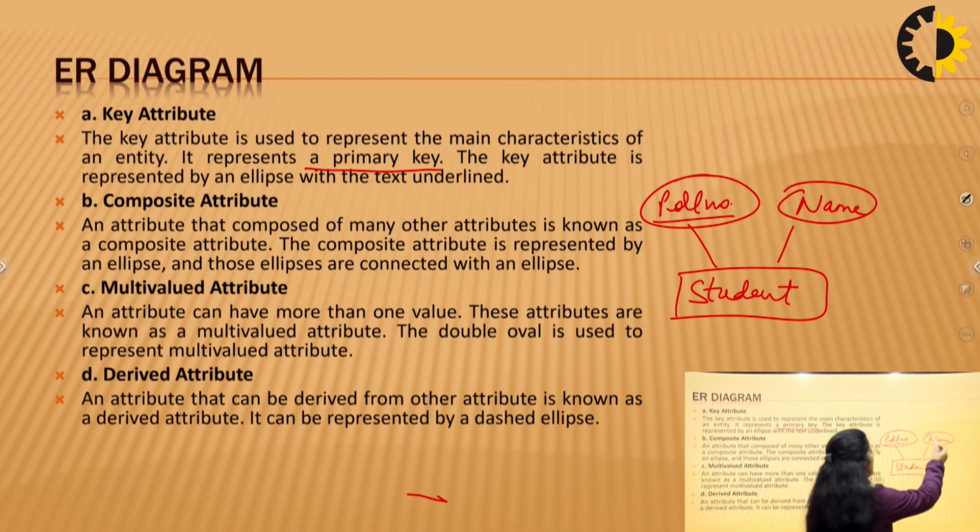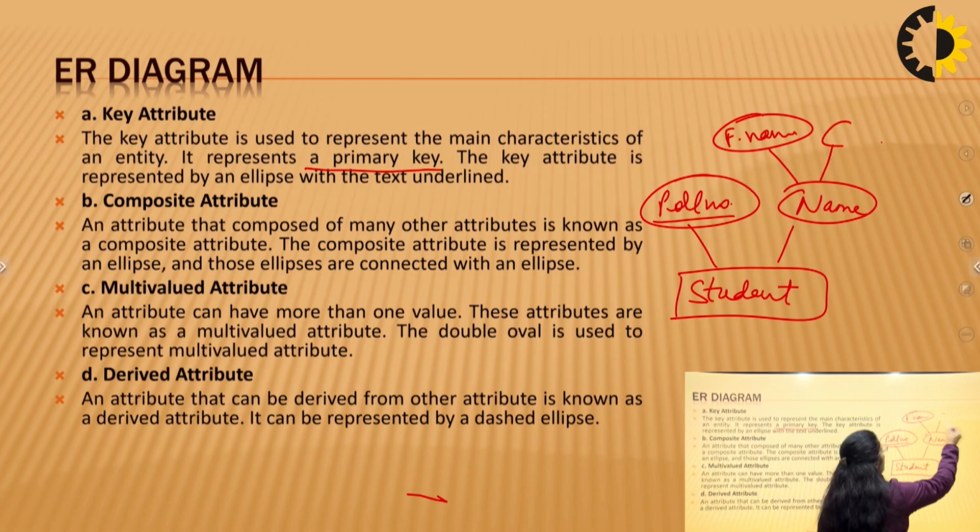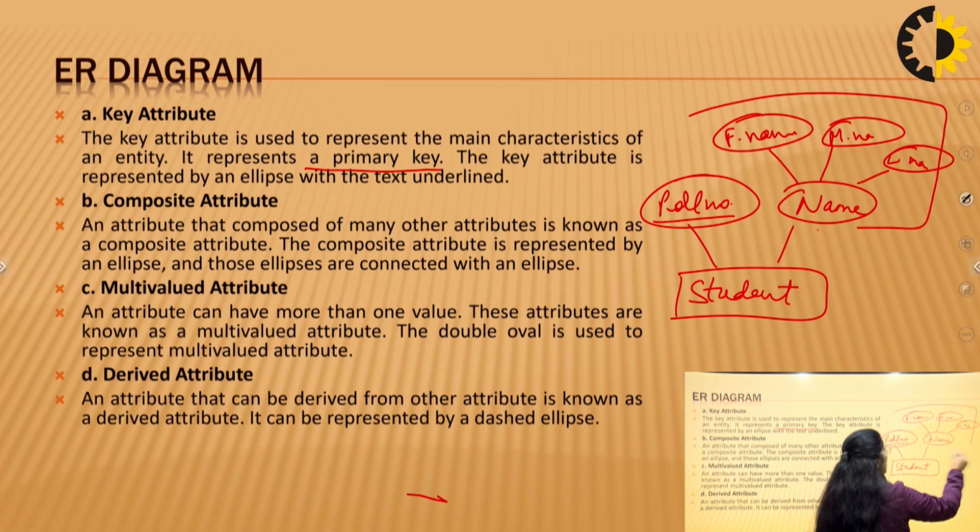For example, this name. Now in name, we will be having first name, middle name and last name. So this particular is known as a composite attribute.